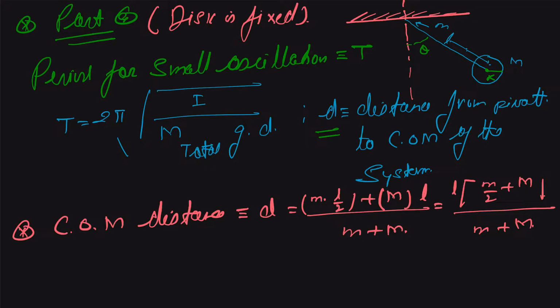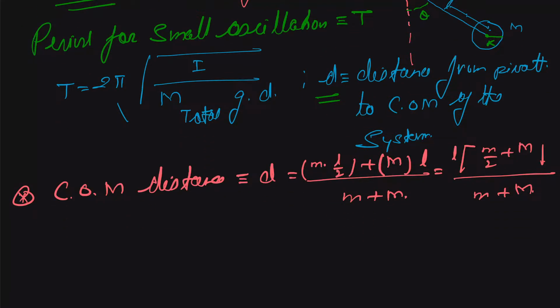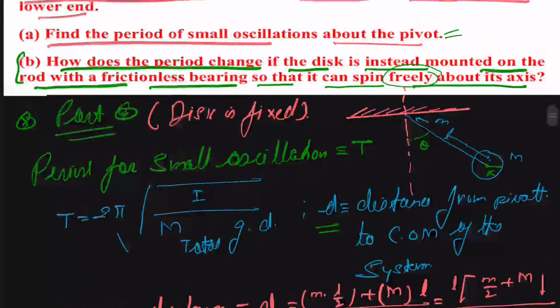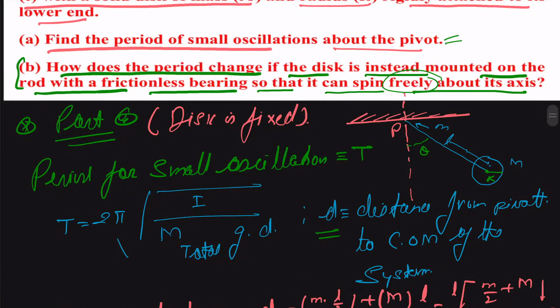Now we come to our moment of inertia, and this moment of inertia is the total moment of inertia about the pivot. So first of all we are going to find out the moment of inertia of the rod about the pivot, and the pivot point, let us suppose, is our P.